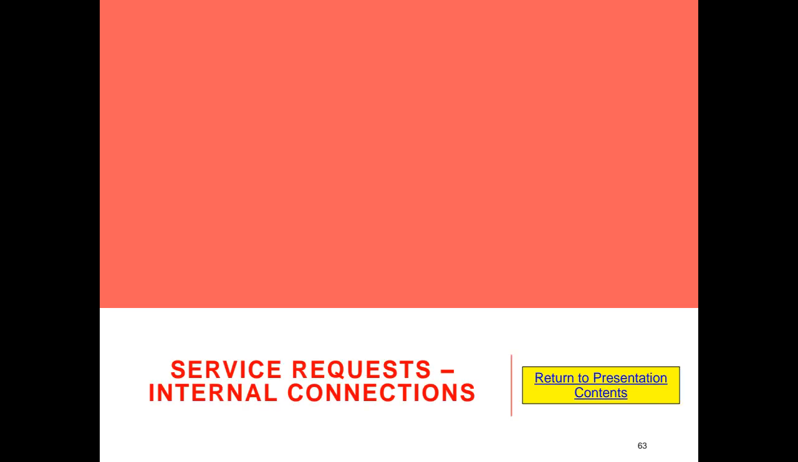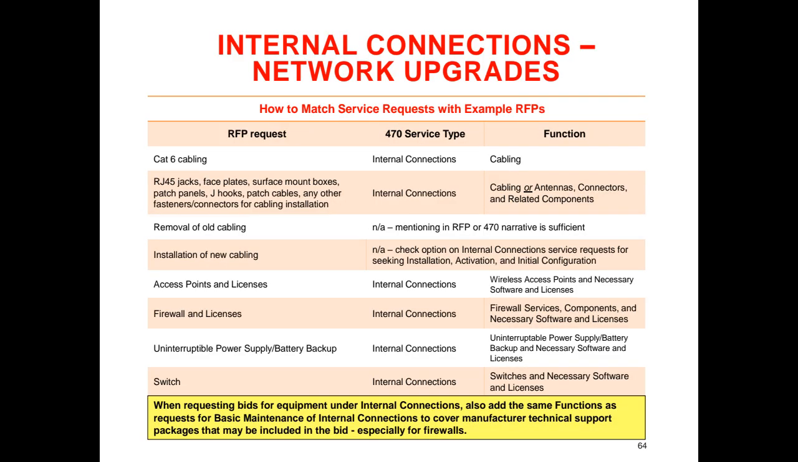So the service requests are split into examples for internal connections, basic maintenance, and managed services. I do want to note that there are different colors for the titles of the slides so that you know you're in the right section. So kind of reddish for internal connections, blue for basic maintenance, and purple for managed services. I will be giving some examples that are similar to what's in the slides, but it's not going to exactly reflect what's in the slides. And if you have a particular type of equipment that you want to have information about requesting, you're welcome to put that in the chat and I will do that specific example.